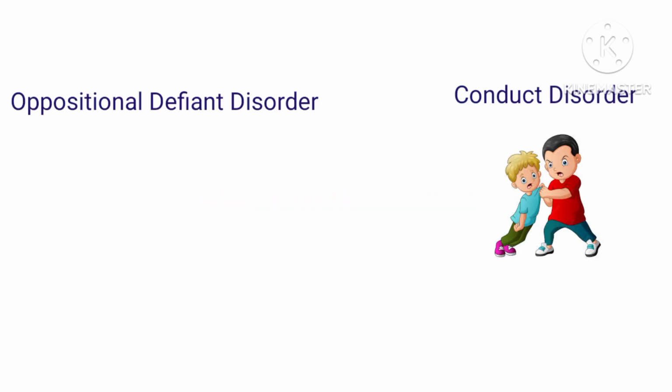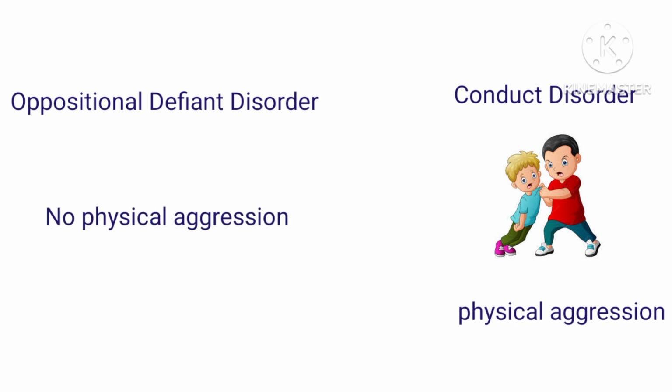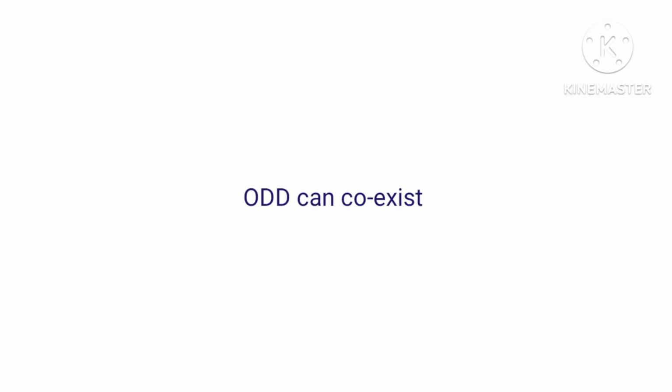ODD can progress to conduct disorder in some children. The difference between CD and ODD is that in CD, which is conduct disorder, there is physical violence. It is characterized by aggression, destruction, deceitfulness, theft, or even serious violence sometimes. The majority of children diagnosed with ODD can have other mental disorders like ADHD, anxiety disorders, mood disorders, learning disorders, and even language disorders. The most common mental disorder to coexist with ODD is ADHD, as they both share common symptoms of disruptive behavior.